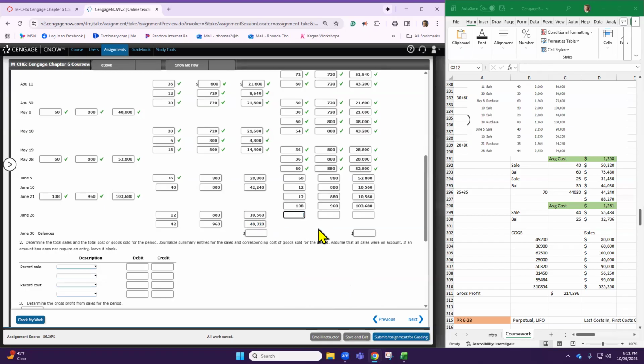We only have the 960 remaining. Okay, we don't have any other layers. And if we take 108 and subtract 42, we get 66. 66 times 960, okay, is 63,360. And that is our ending inventory because we don't have any other cost layers.